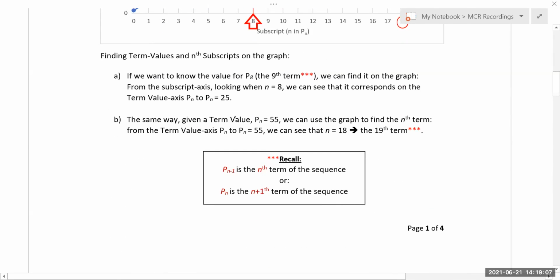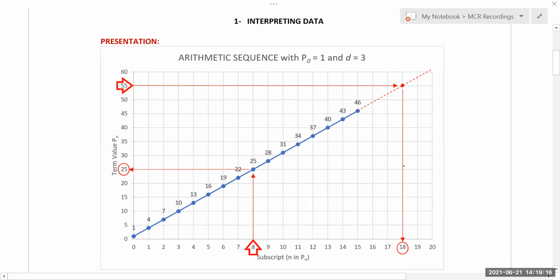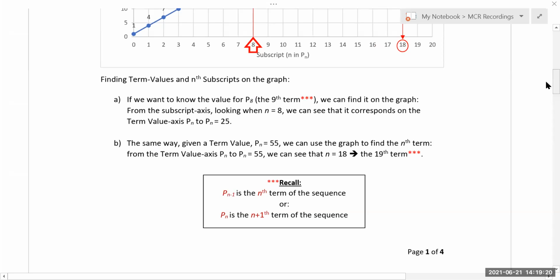If we wanted to find instead the other way, what term is going to go with 55, then we would find the 55 and go backwards. That's P18, which is the 19th term. So just remember again that Pn is the n plus 1 term. So if you have P9, that's the 10th term.